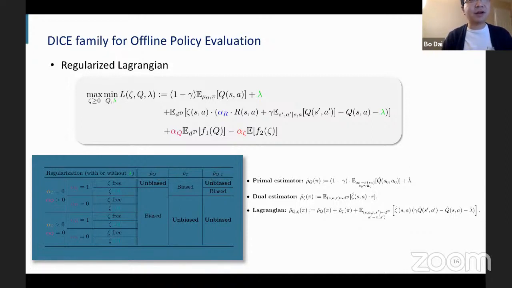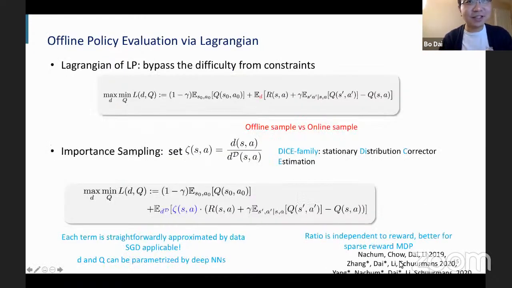Are we clear about this part? Okay, so you can find this table and how we derive it in this paper. It's not shown here, but you will see it in the reference.